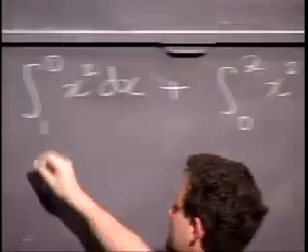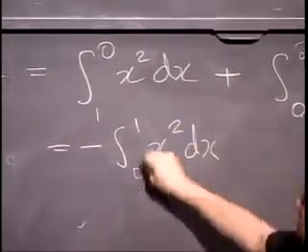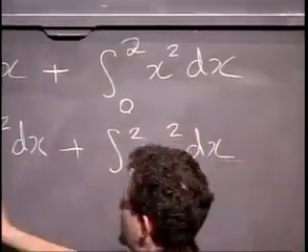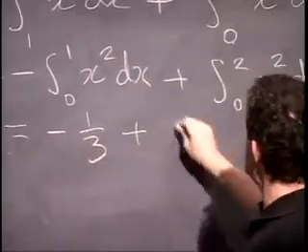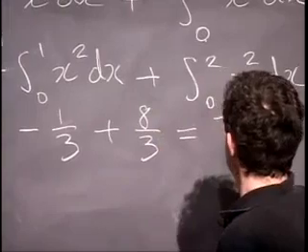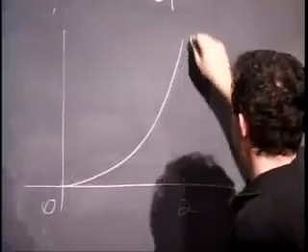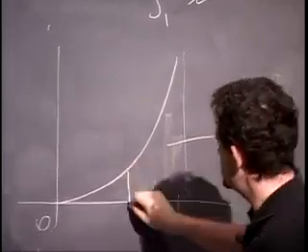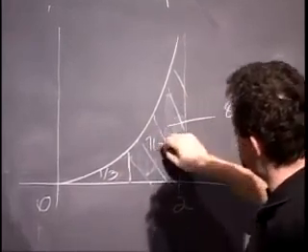Of course, this looks ugly, but I changed this into minus the integral from 0 to 1. And of course, I told you, although I didn't prove it, that this is a third and that this is 8/3. So the answer works out to 7/3. And this is really easy to see again. All I've done is sort of horsed around. I know that this entire area here is 8/3, whereas this little area is only 1/3. So of course this area here is 7/3.